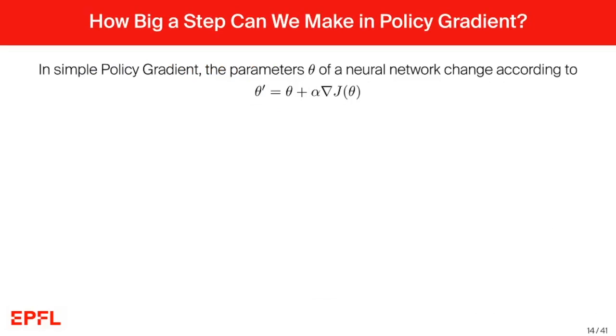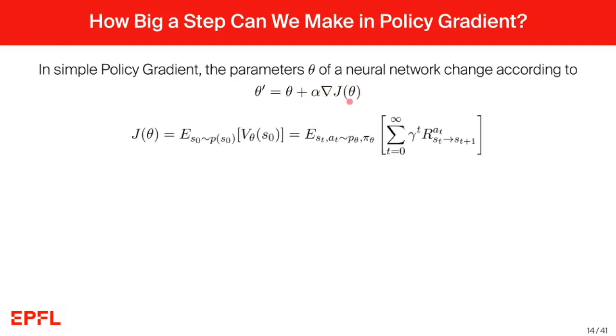So in simple policy gradient, the parameters theta of a neural network change according to theta plus some learning rate times the gradient of a cost function, where this cost function is actually the expectation of the value function, where the expectation is taken over the initial states of an episode or a trajectory. This p of s0 here is the distribution over initial states of the trajectories or episodes.